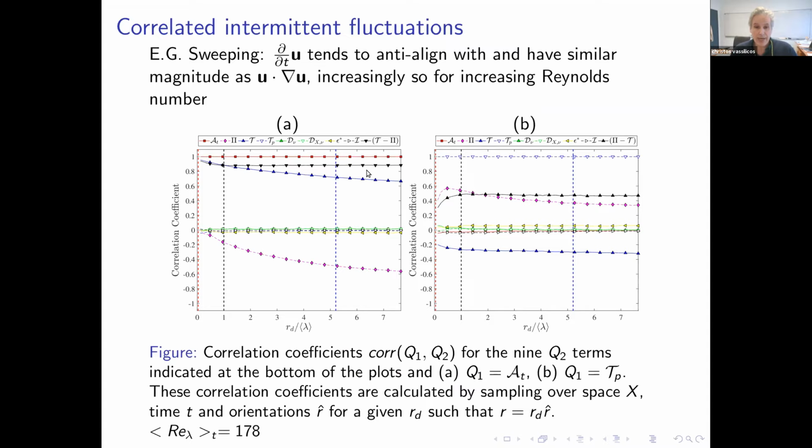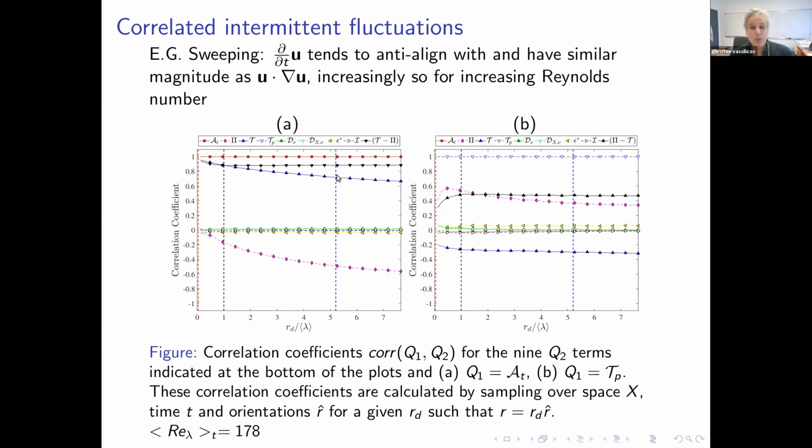So for example, here, these black triangles are the correlation between AT. AT is basically the term that stems from this, in the Kármán-Howarth equation I showed before. So it's a time-dependent term, and that's the correlation of AT with the transport in space minus the transport in scales. This is the correlation only with transport in space, for example. So these correlations are very strong, particularly strong, and therefore should not be neglected.